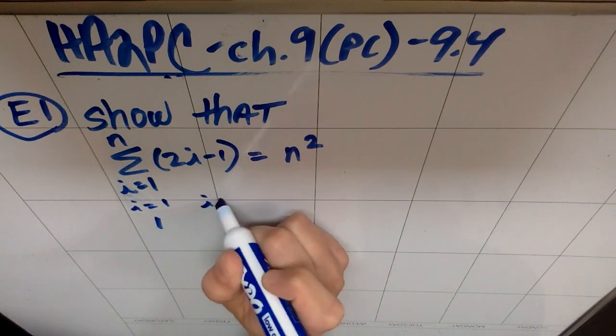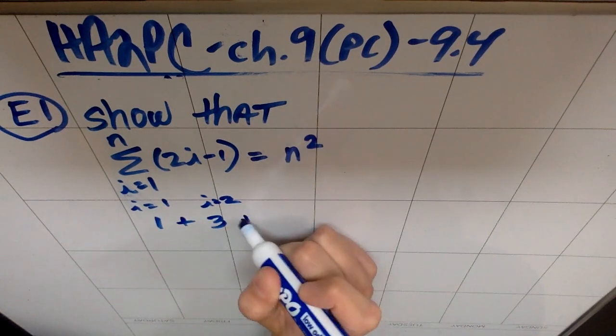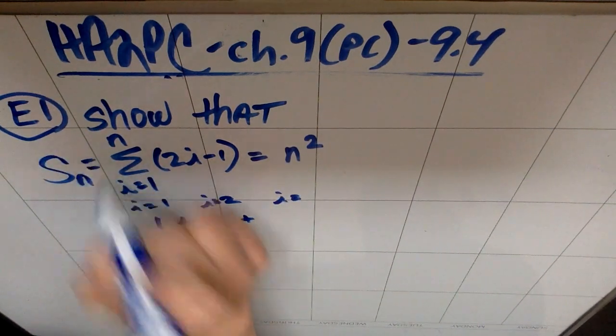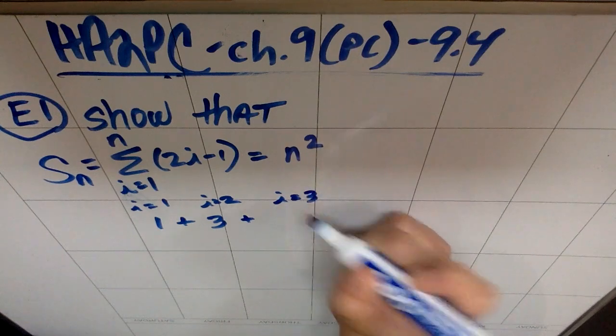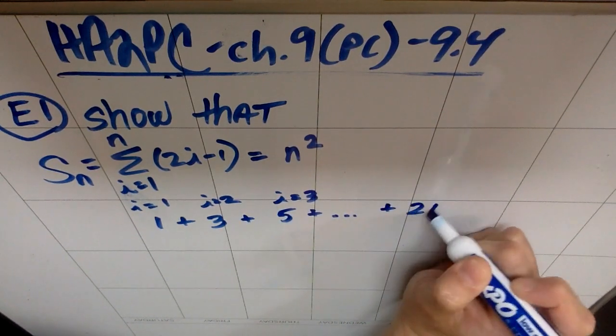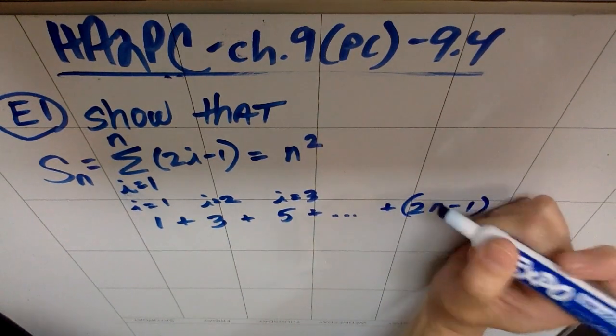And if I plugged in i is 2, I'd get 4 minus 1, which is 3, so that's my next term. And if I plugged in i is 3, so we can even call this S sub n, the sum of all these terms, I'd get 6 minus 1, which is 5. So it becomes clear pretty fast that what's essentially happening is I'm getting all the odd terms, up to 2n minus 1.